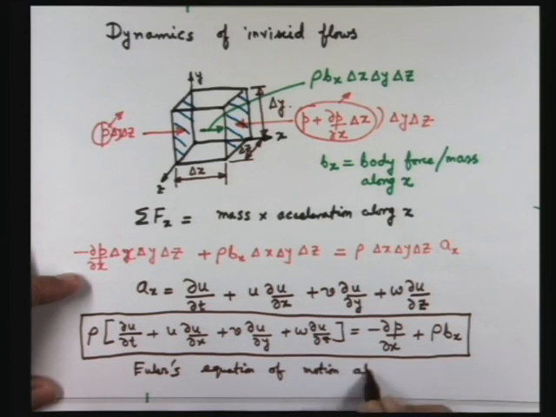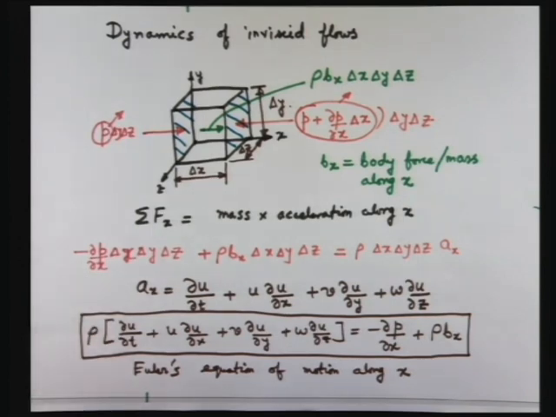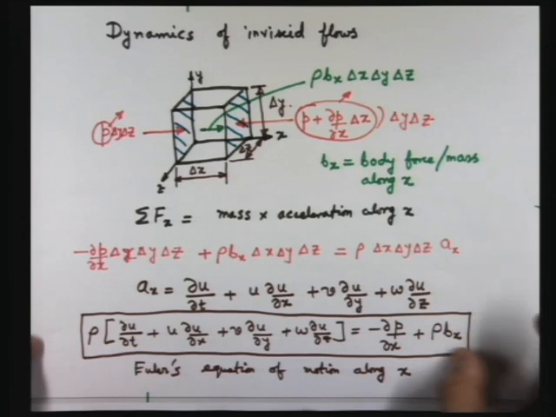Along x, of course, because you can write similar components along y and z. So let us write the components along y and z, given that we have derived it for x. Similar considerations will apply for y and z. I am not going into the derivation of that because that is very trivial, and we just write the corresponding terms for y and z.